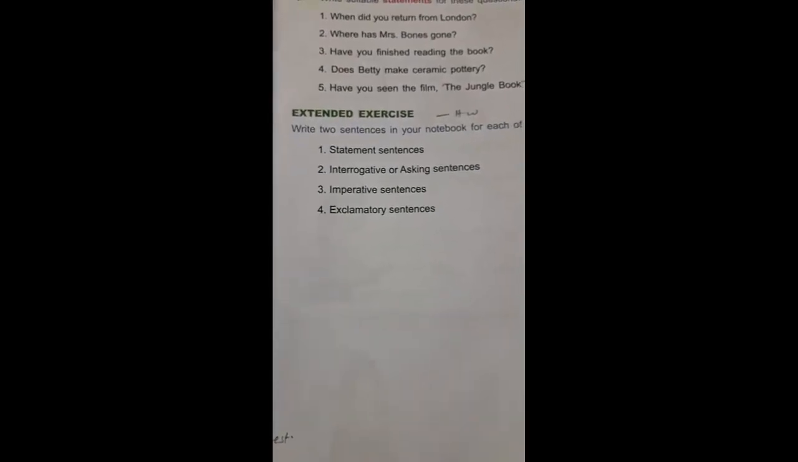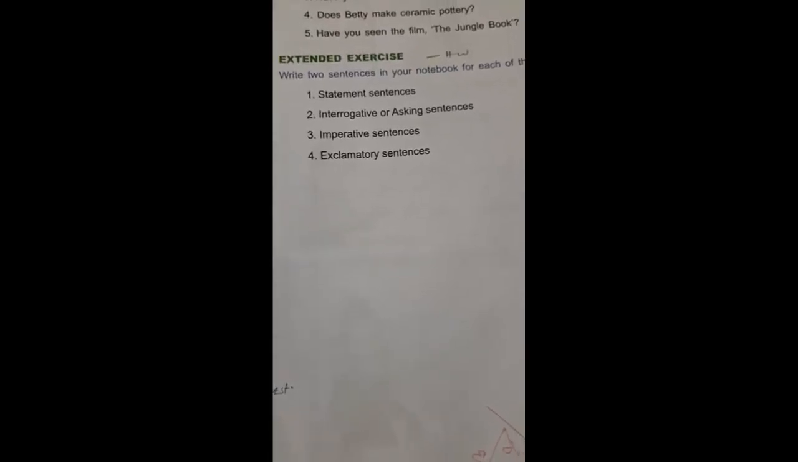Now it is the extended exercise. Write 2 sentences in your notebook for each of the following types of sentences. Again, these are the 4 kinds of sentences and you have to write 2 sentences each. So it is your homework that you have to do. In your copies, you have to write down 2 examples of each kind of sentence. I hope it will not be difficult for you.